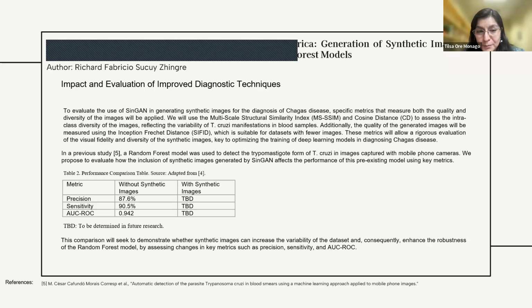Okay, Richard, I think I have to stop you here because the time already passed. It's an interesting topic. I would like to ask you, and maybe some other panelists here want to ask you, why is it important to study this Chagas disease?